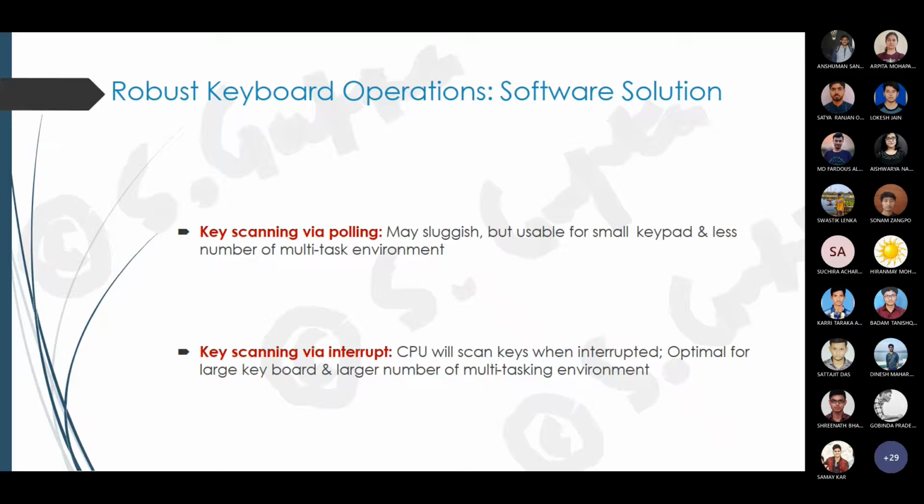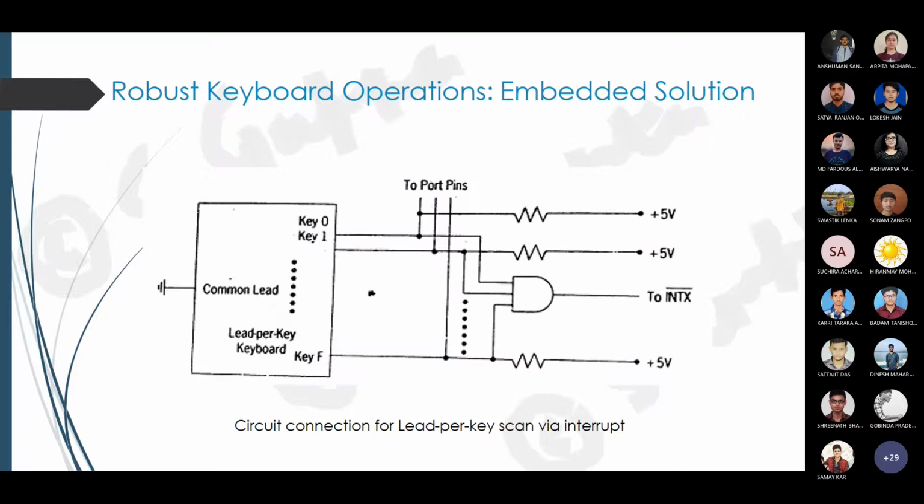Now you can see that this key scanning can be placed in the infinite loop or in the main program, or we can make it interrupt driven. Whenever there is a key press, only then the CPU will take care of it. For that, we can do it like this: keys 1 to F, and then we have these pull up resistors. Then we can connect it to INTX, meaning INT0 or INT1, which are the external interrupts.